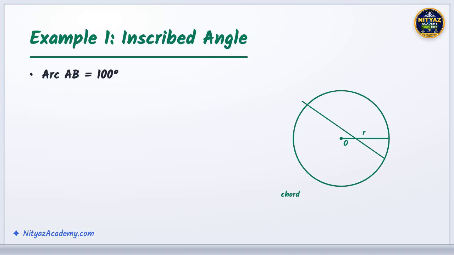An arc AB measures 100 degrees. An inscribed angle that opens onto this same arc is exactly half of it. So the inscribed angle equals 1/2 of 100, which is 50 degrees. Whenever the vertex sits on the circle, just halve the arc. Simple, fast, and it works every time.